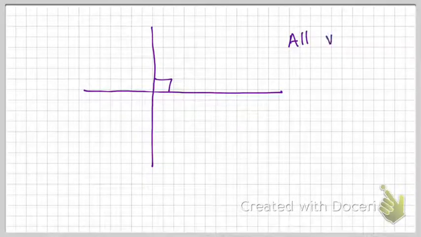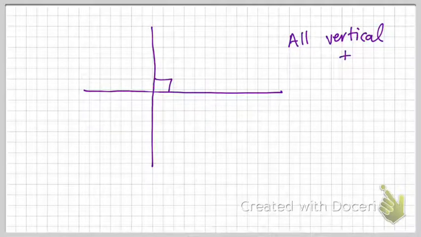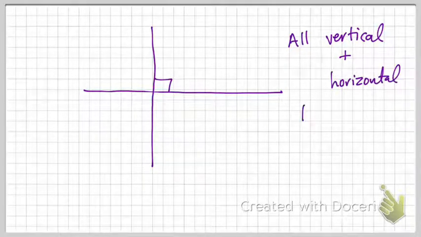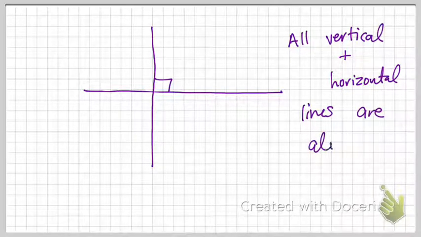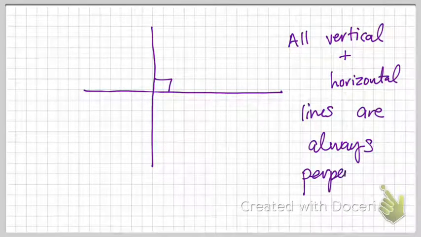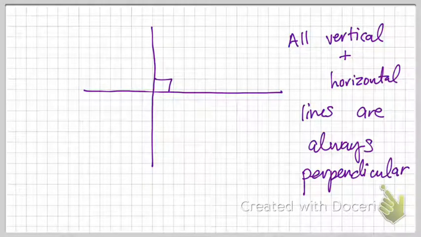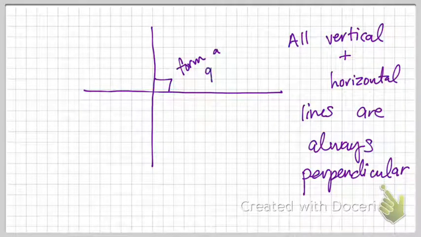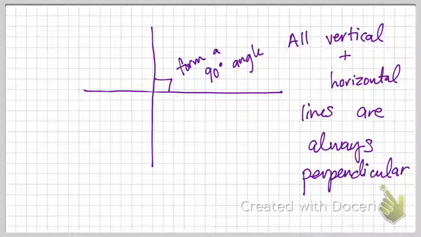So, all vertical plus horizontal lines are always perpendicular. I want you to write that down. Because you're going to look at it and be like, the 3 and the 7 do not match. They are not negative reciprocals of each other. However, all vertical plus horizontal lines are always perpendicular because they form a 90-degree angle. And that is the formal definition of perpendicular lines, that they form 90-degree angles. You learned that last year in geometry.